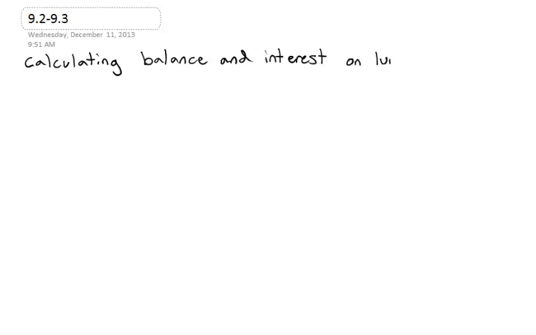For this unit, we're going to skip ahead to Chapter 9, and we're going to talk about financial mathematics. And there's a lot of real neat math that goes into financial mathematics. We're going to start simple today by calculating a balance and the interest on a lump sum payment.